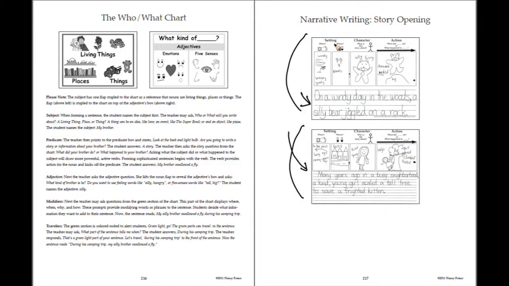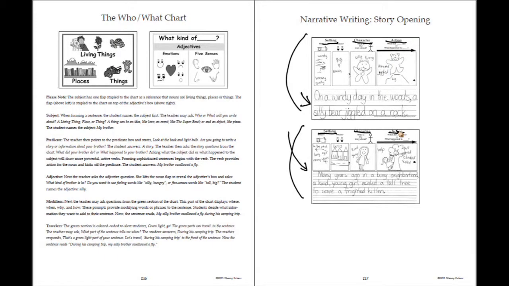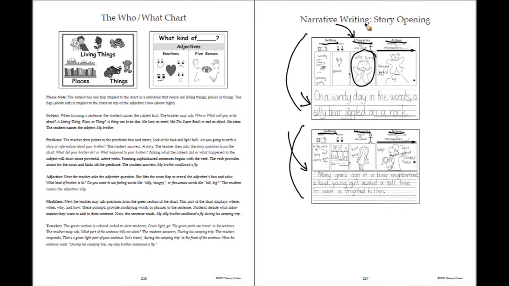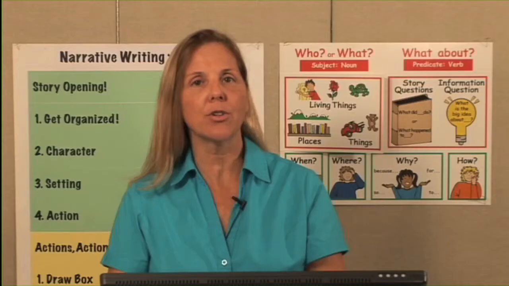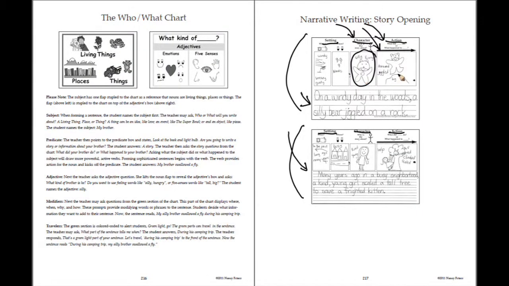Notice on the top of each sheet you're going to see setting, character, action. When students are writing a story opening, have them go to these boxes and practice. In other words, I may say, character, who's in your story? And then they would draw a picture. After they say character, then you would say, action, what is your character doing? So now we have another picture of the character's action. So far here we have the bear is dancing on a rock.